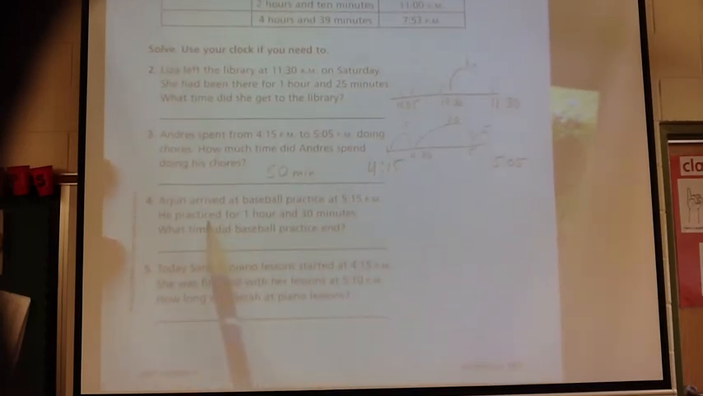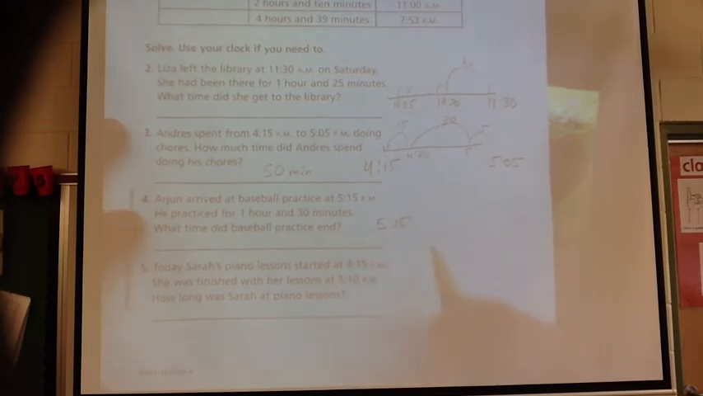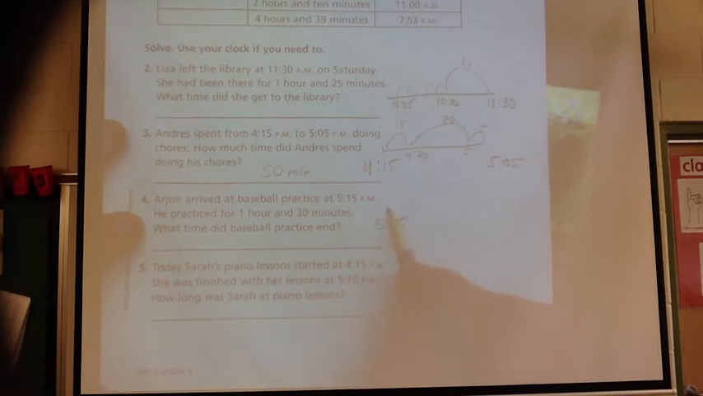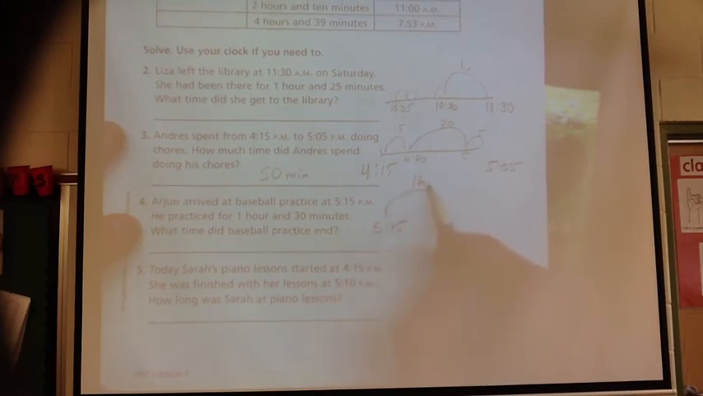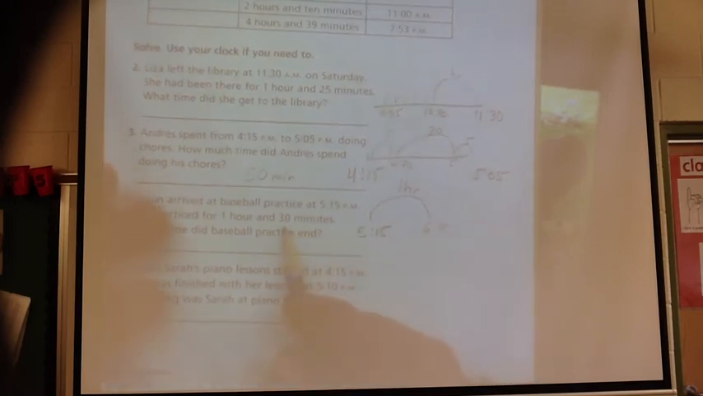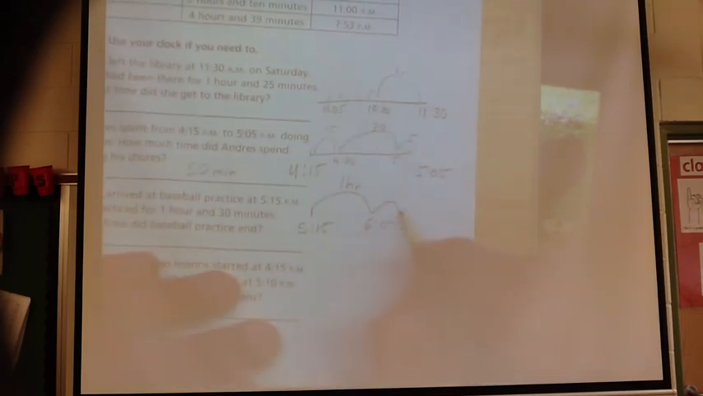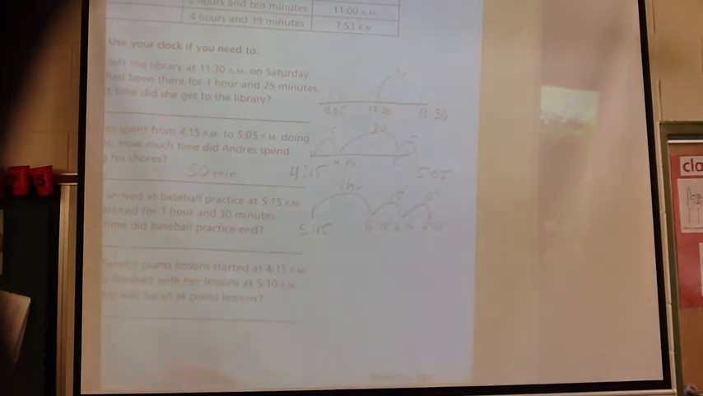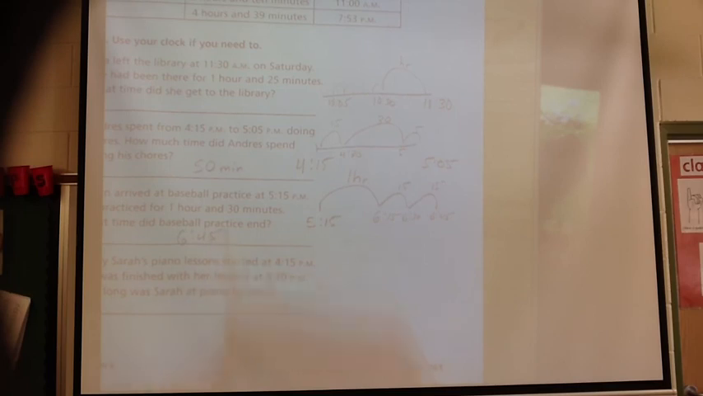Another one for you. This tells when he got there, and it tells you the beginning time and the elapsed time, so you have to figure out when he got done. So 5:15, he was there for an hour and 30 minutes. So an hour after that would be 6:15. And then, I'm going to break this 30 minutes up into two 15-minute chunks, because I know that 15 and 15 is 30. So 6:15 plus 15 minutes will be 6:30, and that'd be 6:45. So he got done at 6:45.